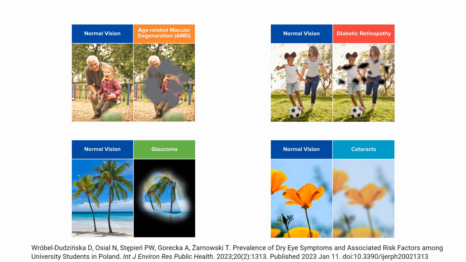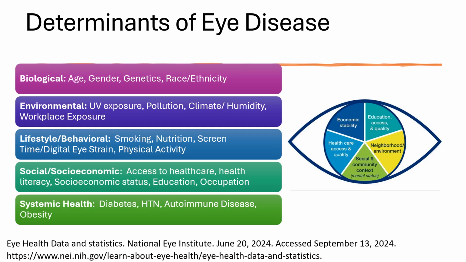Disparities in eye disease range from lack of access to regular eye exams to individuals without adequate insurance to having reduced access to eye care providers. This leads to a delay in diagnosis and ultimately in treatment. Determinants of eye disease are a complex mix of biological, environmental, socioeconomic, and behavioral factors that influence the development and progression of various eye conditions.